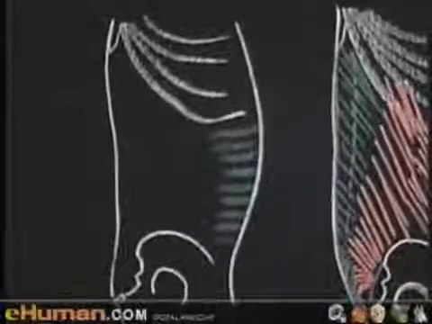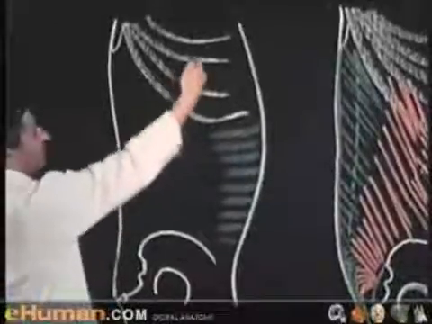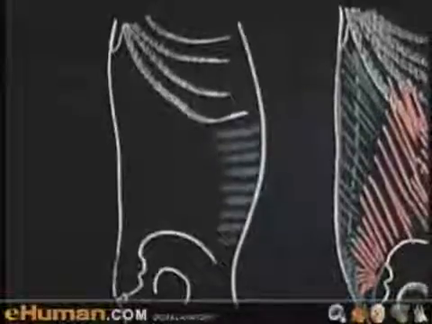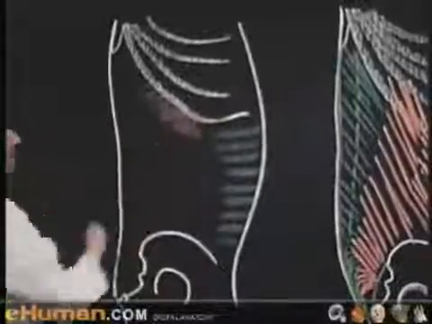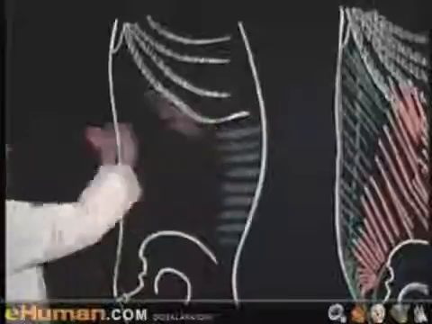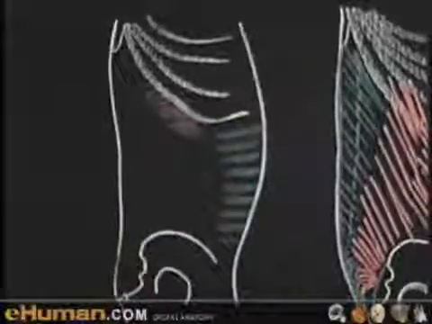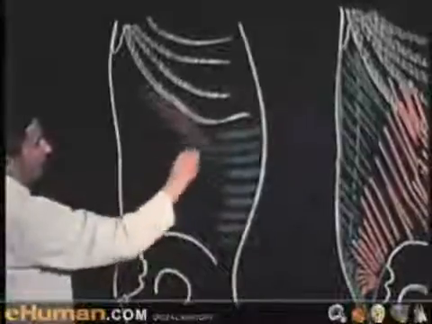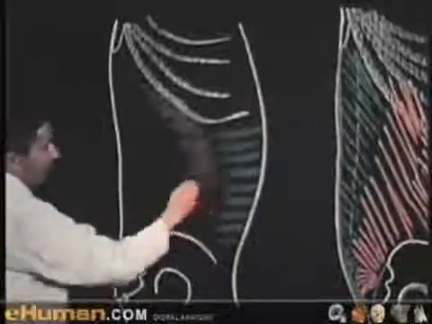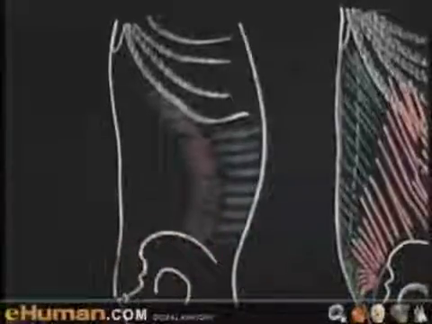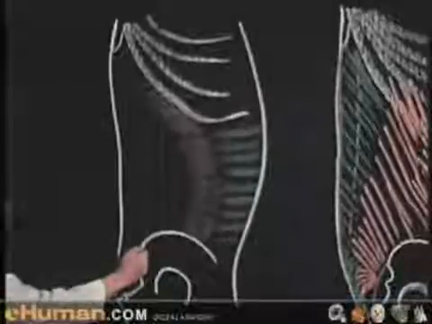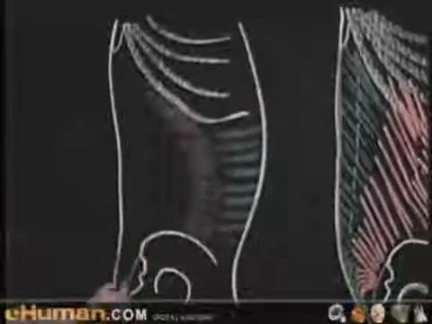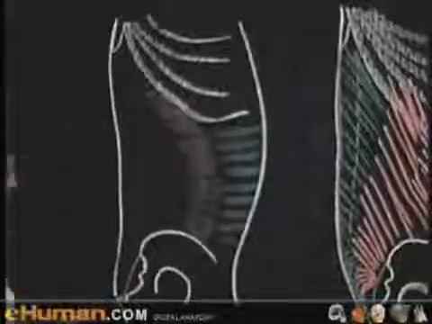Now, the transverse abdominis arises from the inner aspects of the lower 6 ribs interdigitating with the diaphragm. So we see the muscle fibers emerging from the deep surface of these ribs. Notice that the fibers are running transversely around the abdominal wall, the transversus abdominis. And the lower fibers are coming off the lumbar fascia, and they're going to be attached to the inner lip of the iliac crest. And we mustn't forget to put in again the inguinal ligament extending from the anterior superior iliac spine down to the pubic tubercle.